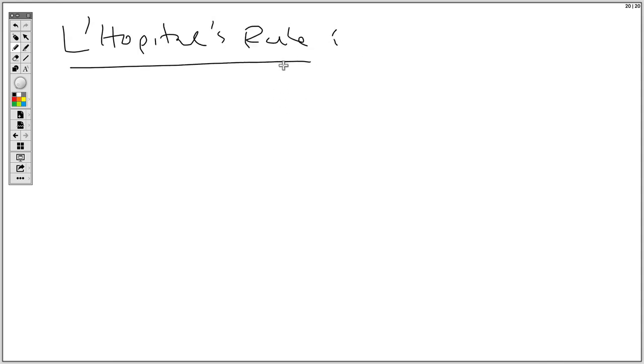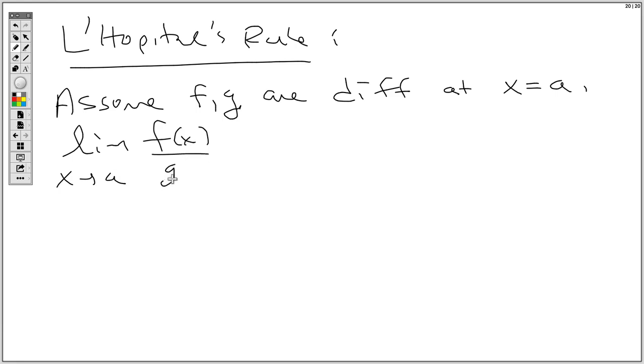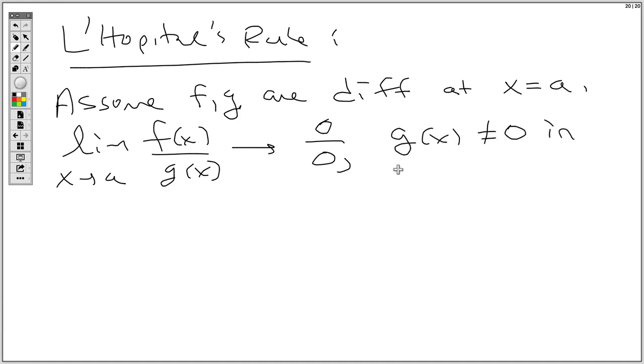So let's take a look at L'Hopital's rule. So we're going to assume f and g are differentiable at x equals a, and the limit as x approaches a of f of x over g of x is of the form 0 over 0, where g of x is not 0 in some open interval containing a.